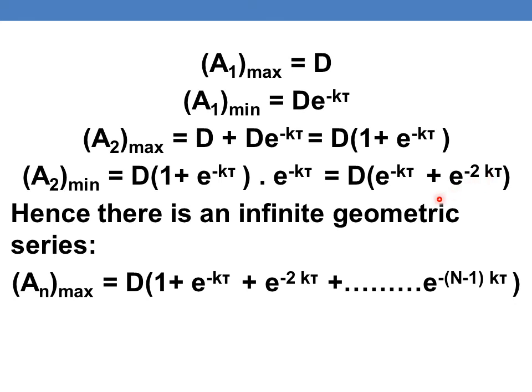And similarly, hence there is an infinite geometric series when you consider consecutive doses. There will be an infinite geometric series. So An max is nothing but D into 1 plus e to the power of minus K tau plus e to the power of minus 2 K tau and so on till e to the power of minus (n minus 1) K tau. So this is the geometric series equation of An maximum.